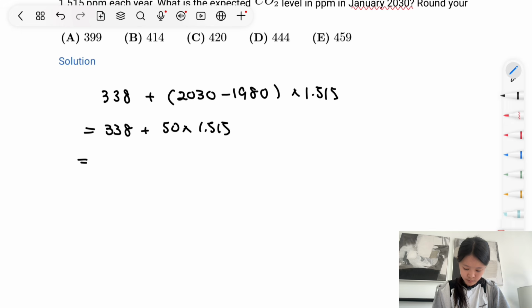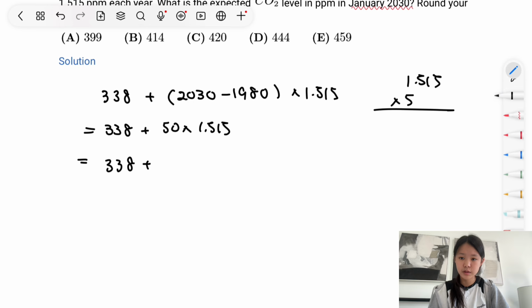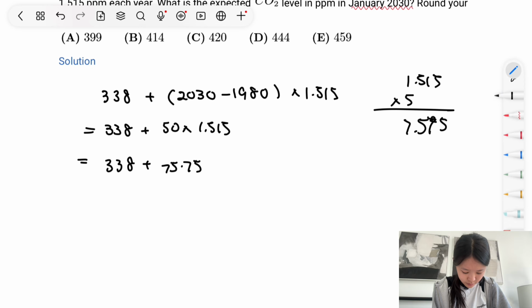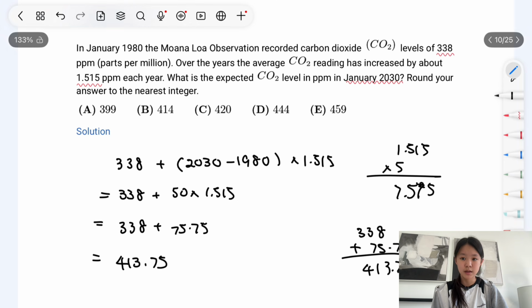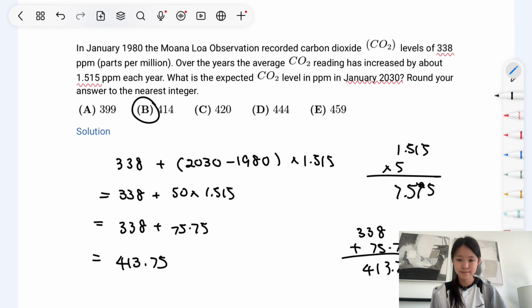1.515. So we get 338 plus, we can multiply first by 5 and then multiply by 10 next. And then come back here at 75.175. And then we can add that value onto how many it originally had in the first year. And the final answer is 413.75. When we round that to the nearest integer, we get the answer B, which is 414.